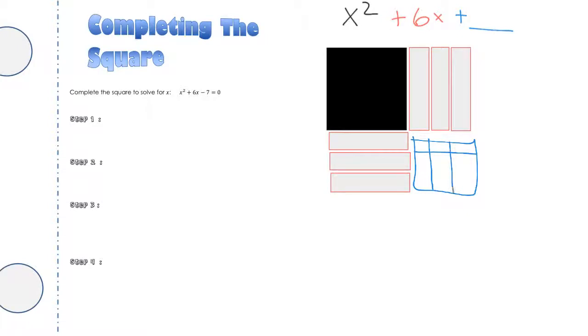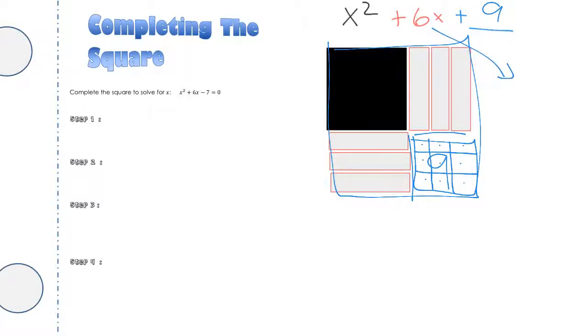And if I notice, it's just 1, 2, 3, 4, 5, 6, 7, 8, 9 pieces, because it's 3 by 3. So I'm adding 9, and now I have a perfect square. So when I complete the square, really all I'm doing is taking that middle term. I had 6 pieces, and I put them in 2 different groups.